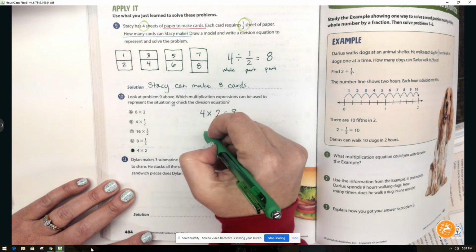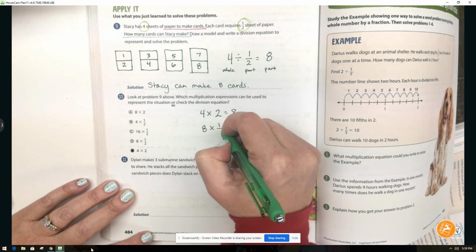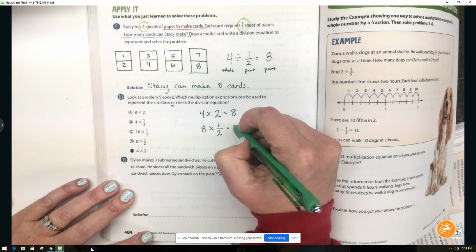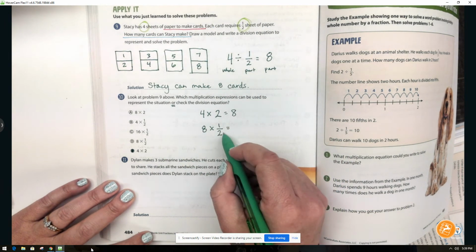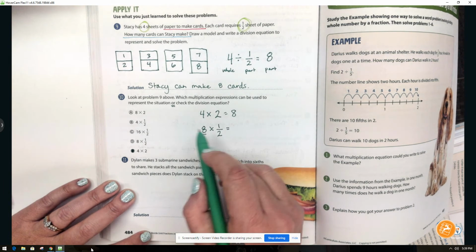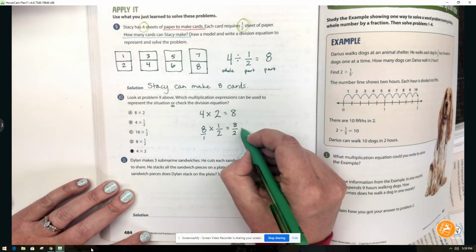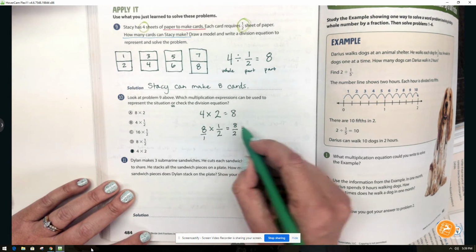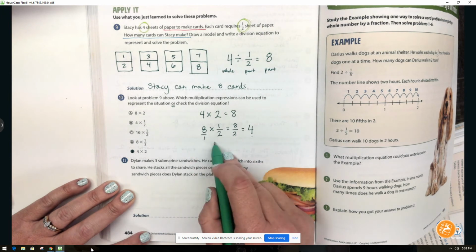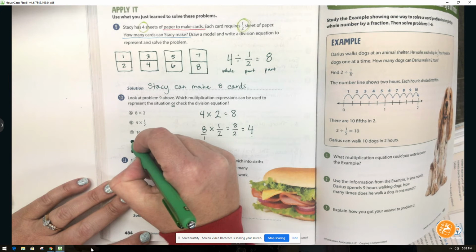So we can also multiply this part, 8, times 1/2, and that should equal 4 to give us our final answer. And so if we multiply 8 times 1/2, we have an imaginary 1 underneath that 8. So 8 times 1 is 8. 1 times 2 is 2. And then if we simplify 8 halves, we know that that equals 4. So yes, this equation, 8 times 1/2, also works. So we're going to go ahead and also choose D.